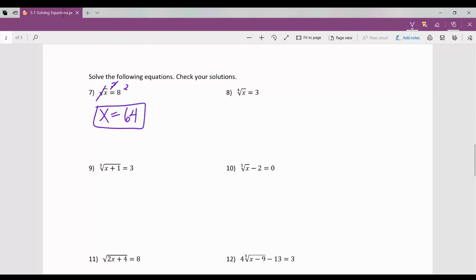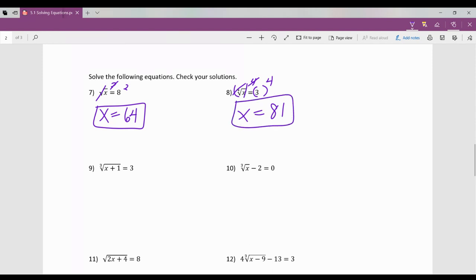Okay, now next one, we've got the fourth root. To undo the root, we do the exponent of 4 to both sides. So the root and the exponent are going to cancel out and we get x equals 3 raised to the 4th. That's 3 times 3 times 3 times 3, 81.